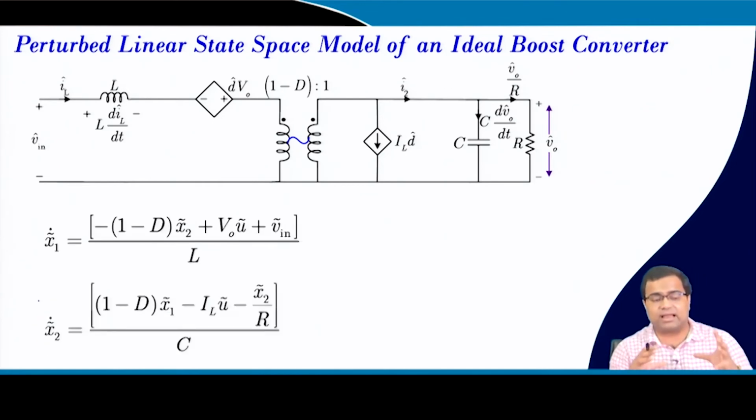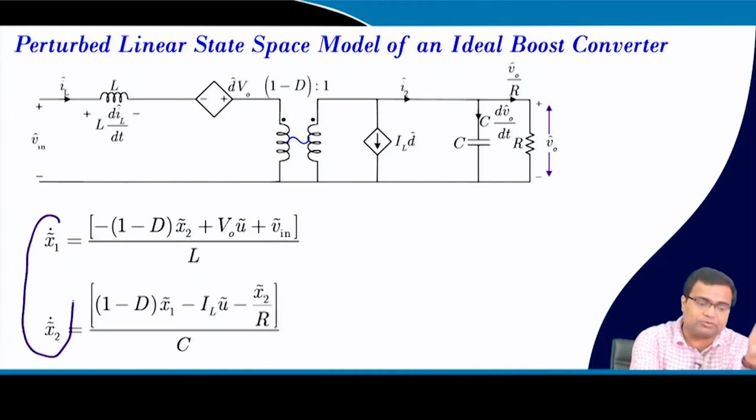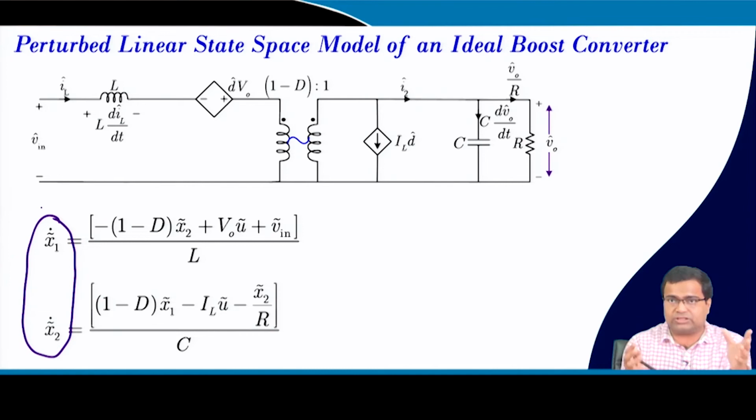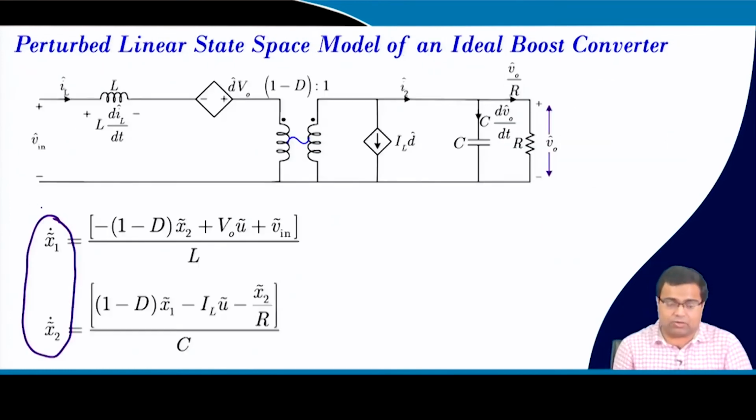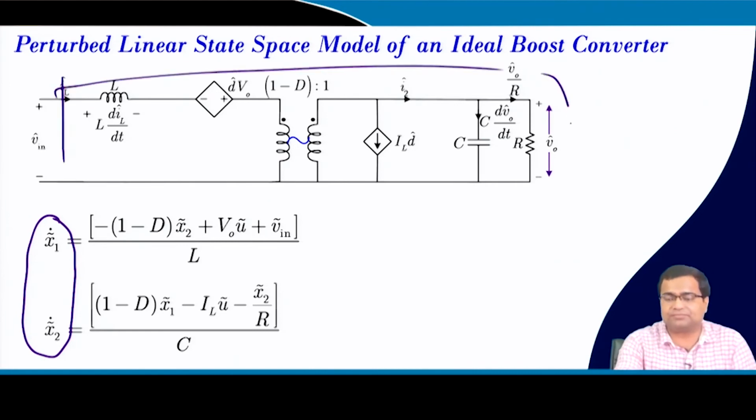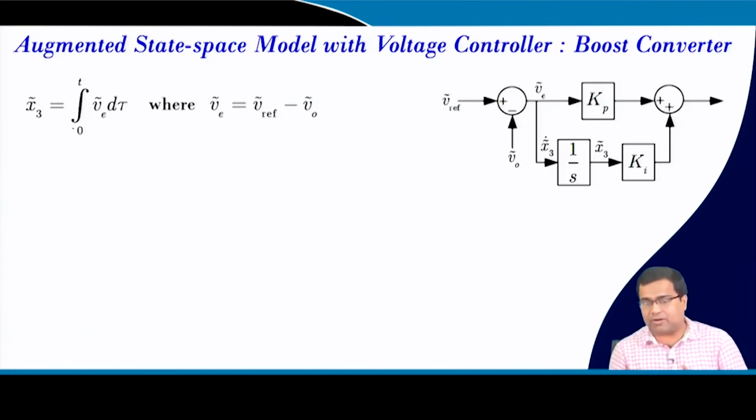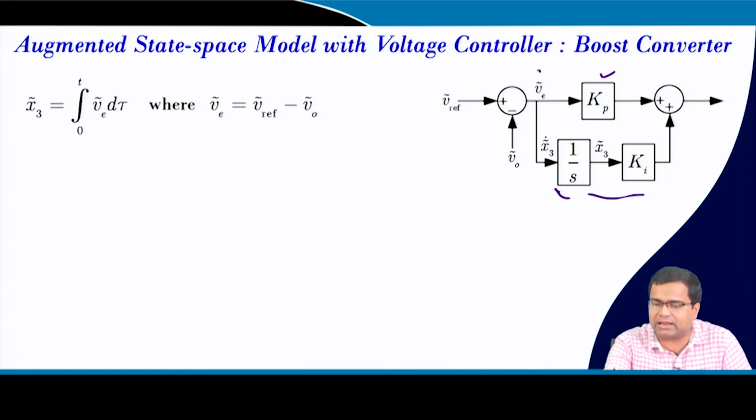Then we can write down the two perturbed state equations, because we are talking about the linear state space model. For a switching converter, after applying averaging and linearization, we get the perturbed model which looks like a linear system. Then we are now considering a PI controller. The earlier two states were the states of the original boost converter system, but now in the output feedback of the current loop we are using a PI controller. The PI controller is Kp into the error voltage and Ki into the integral of the error voltage, and the output of the integrator we take as x3, which is another state.